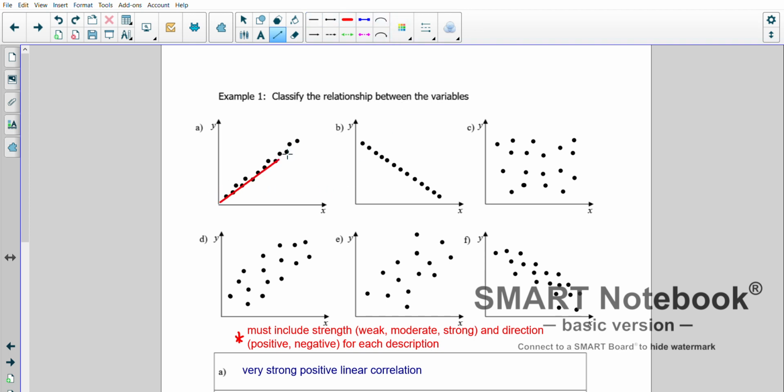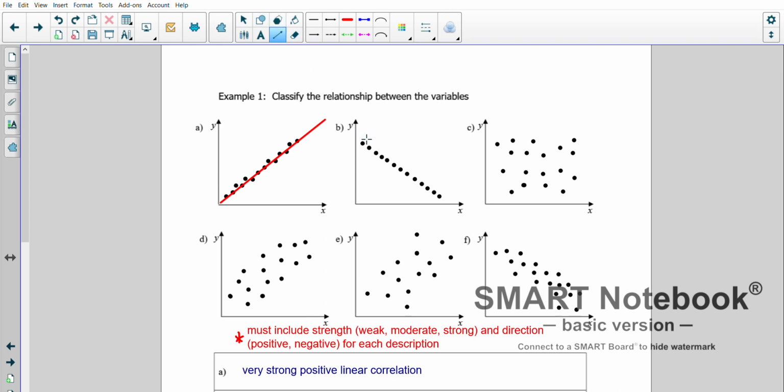Starting with this, here I'll get out a red line. If we were to draw a line of best fit, clearly there's a relationship here between the independent variable and the dependent variable. As x increases, y increases, and notice how tightly clustered these points are around the line of best fit. So I classified that one as a very strong positive. It's strong because they're tightly clustered around the line of best fit. It's positive because it's going up, and it's linear correlation because it resembles a line. A line of best fit is appropriate to be used.